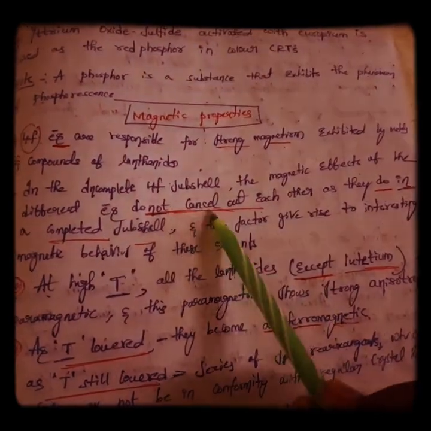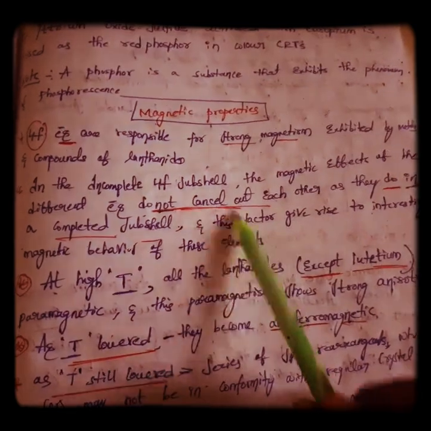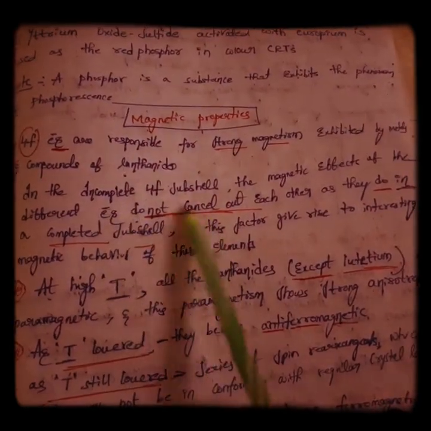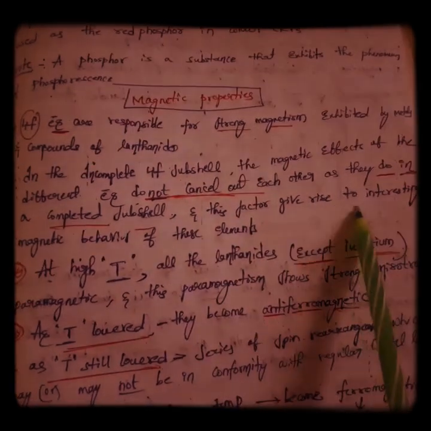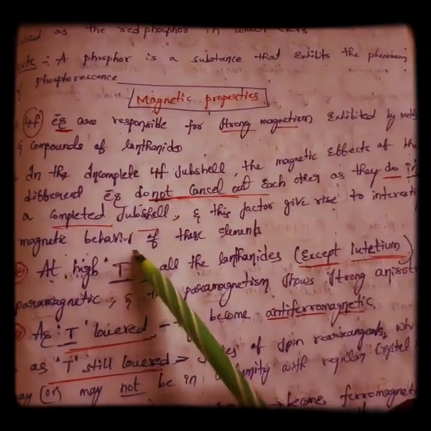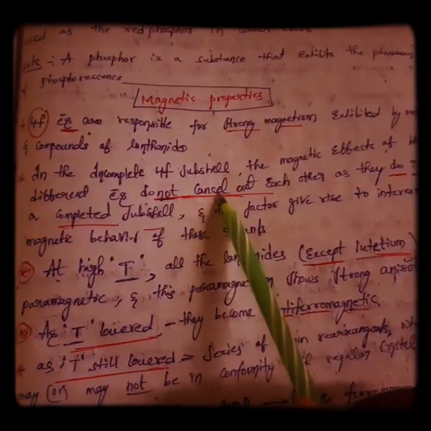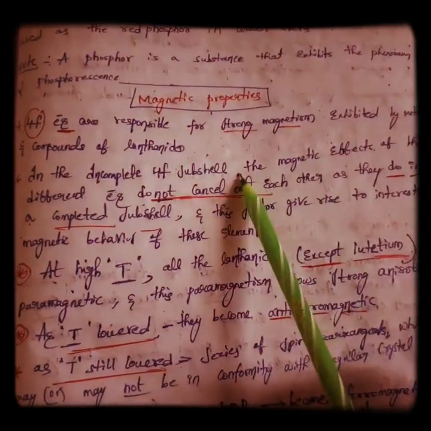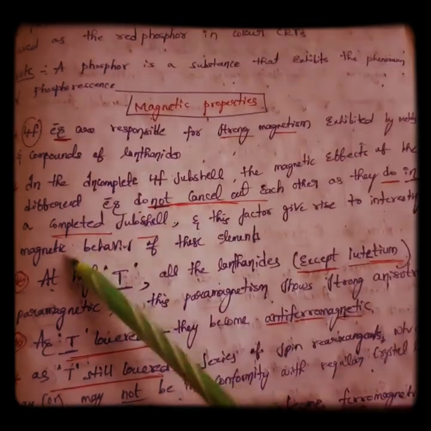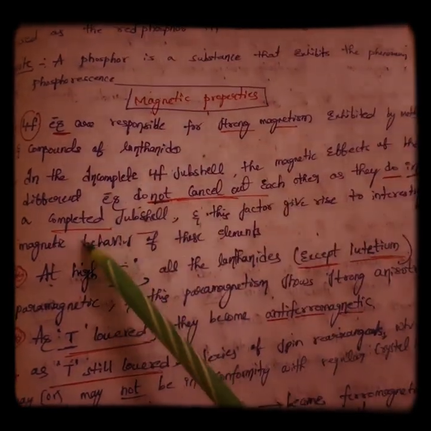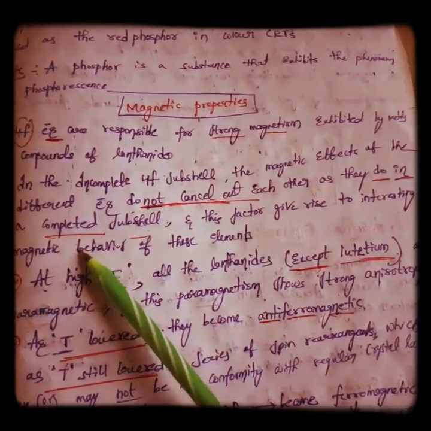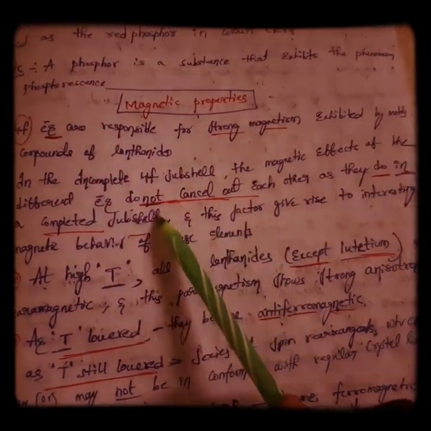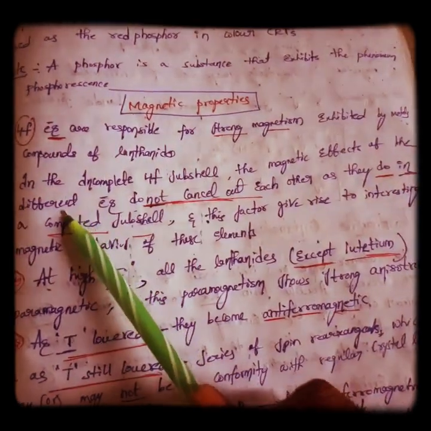And this factor, the electrons not cancelling, gives rise to interesting magnetic behavior of these elements. We know that these elements show strong magnetism and exhibit magnetic behavior, and this is because the different electrons do not cancel out each other.